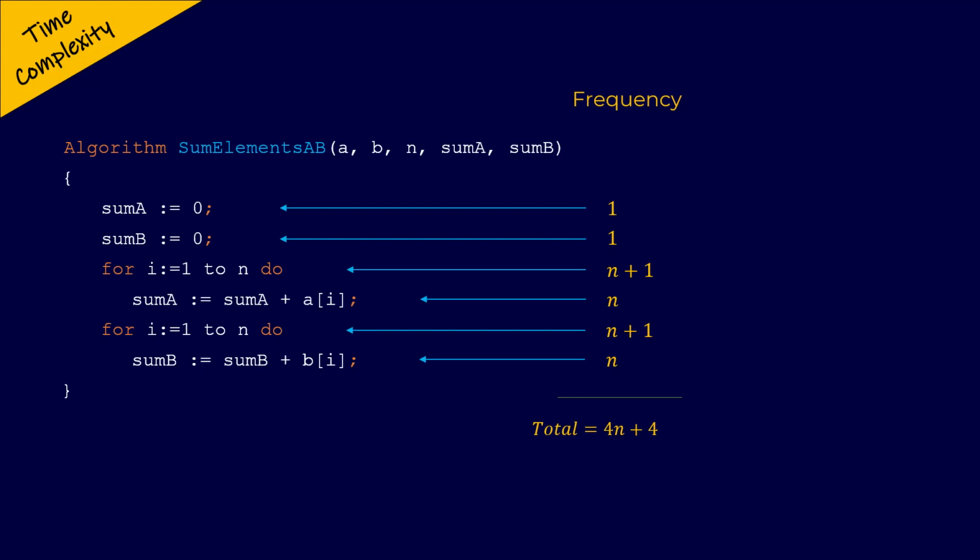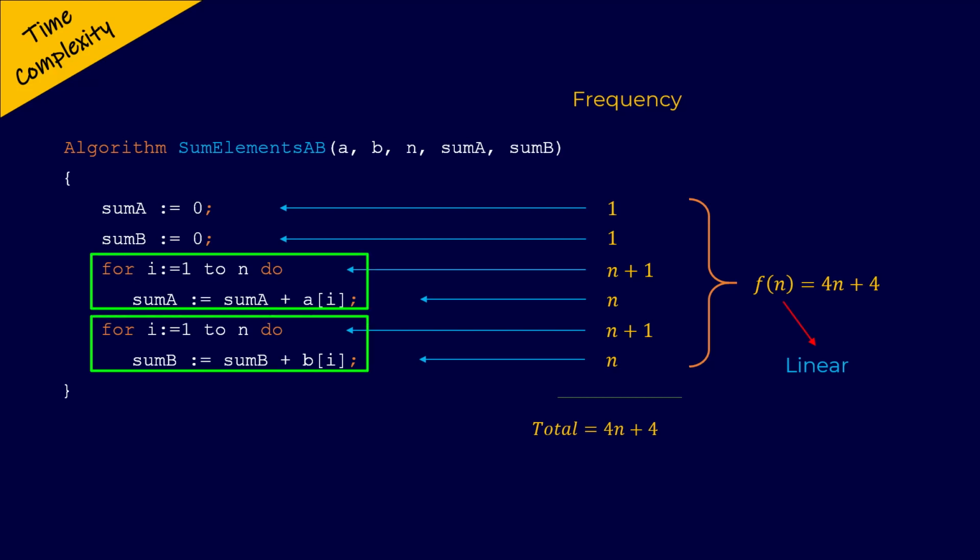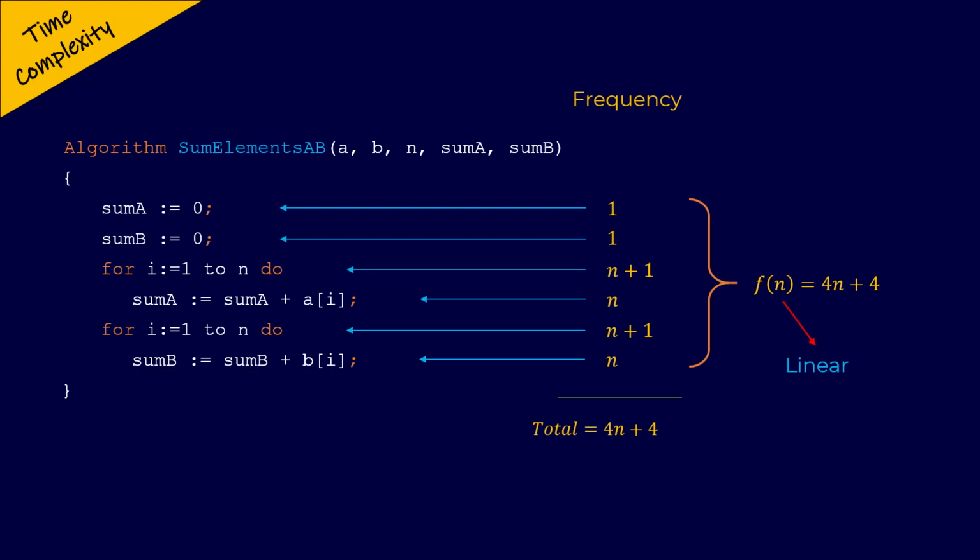Now, the number of operations needed to execute an algorithm is represented as a runtime function f of n. So, the runtime function f of n of this algorithm is 4n plus 4, which is a linear polynomial since the degree of the leading term of this polynomial is n power 1. Now remember that this algorithm has two for loops, but they are independent and not nested for loops. Therefore, we say that this runtime function, or the time complexity of this algorithm using two for loops which are not nested, is linear.